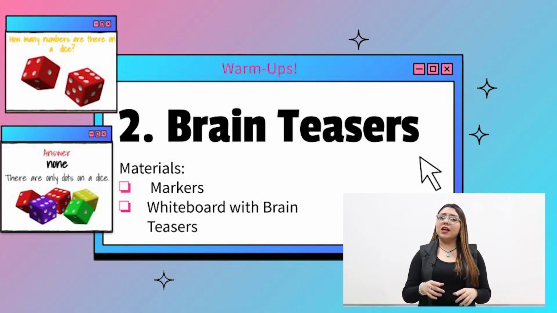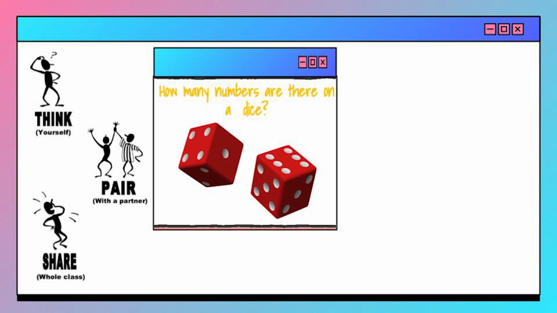Now, if your students are more the intellectual challenge type, you can give them a couple of brain teasers to solve using Think, Pair, Share. For example, you give your students 1 minute to think alone, then they share their answer with a partner for 30 seconds. Finally, students share their final thoughts or conclusion.